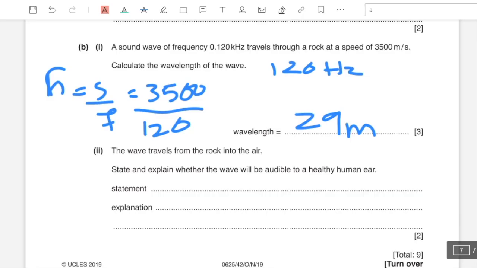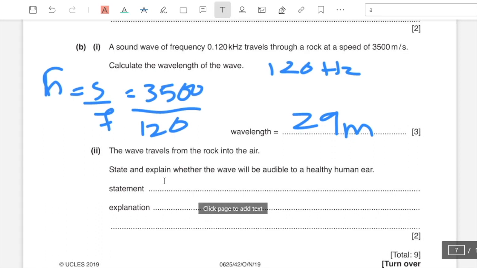The wave travels from the rock into the air. State and explain whether the wave will be audible to a healthy human ear. Alright, so the wavelength might change, but the frequency does not change. And the frequency would remain 120 Hz, which is between the audible range of 20 Hz and 20 kHz. So yes, it is audible.